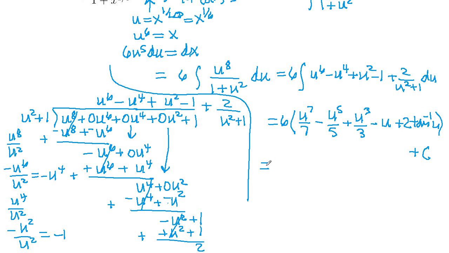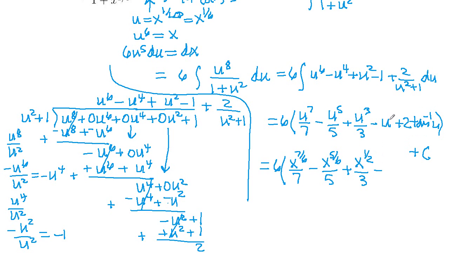And then we just need to plug back in our u, which is x to the 1/6, and we've got it. So we've got a 6 here. x to the 1/6 to the 7, that's power to a power, so you multiply. So that'll be x to the 7/6 over 7, minus x to the 1/6 to the 5th, so that'll be x to the 5/6 over 5, plus x to the 1/6 cubed. That'd be 3/6, which is 1/2, so x to the 1/2 over 3.